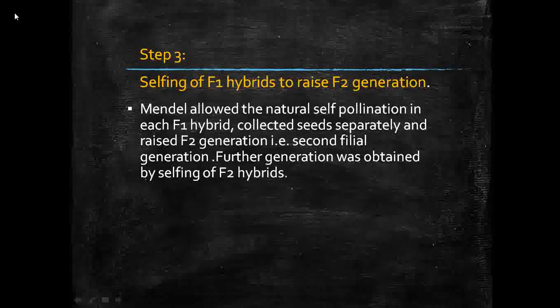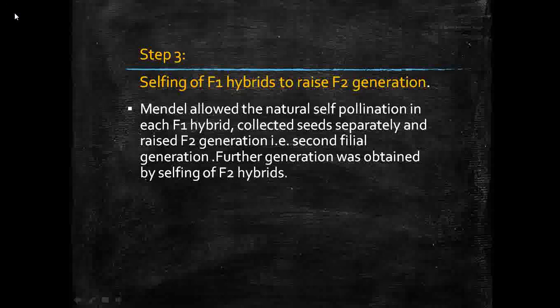Then the next is step number 3, that is selfing of F1 hybrids to raise the F2 generation. Here Mendel allowed natural self pollination in each F1 hybrid and then collected seeds separately and raised the F2 generation, that is the second filial generation. Further generations were obtained by selfing of F2 hybrids. So in step number 3, he did selfing of F1 hybrids and raised the F2 generation.